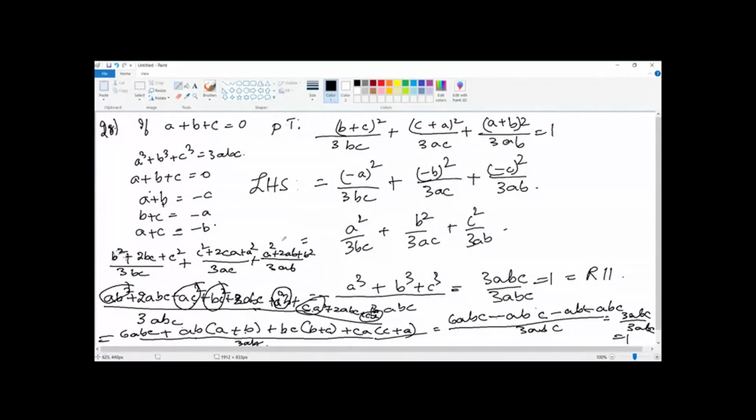Are you understanding what I am doing here? Yes, ma'am. You are expanding the b plus c whole squared, which you did in the beginning. That I did. But ultimately, you have to replace a plus b by minus c, b plus c by minus a, and a plus c by minus b. Correct? Anybody has any doubt? Anybody has not understood any step? Please ask. Can we go to next question? Yes, ma'am.